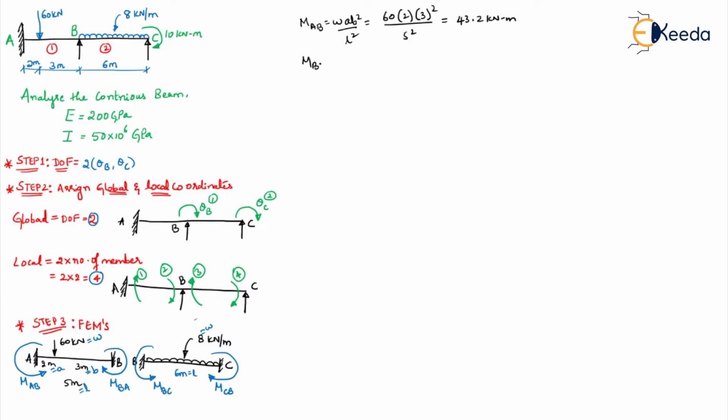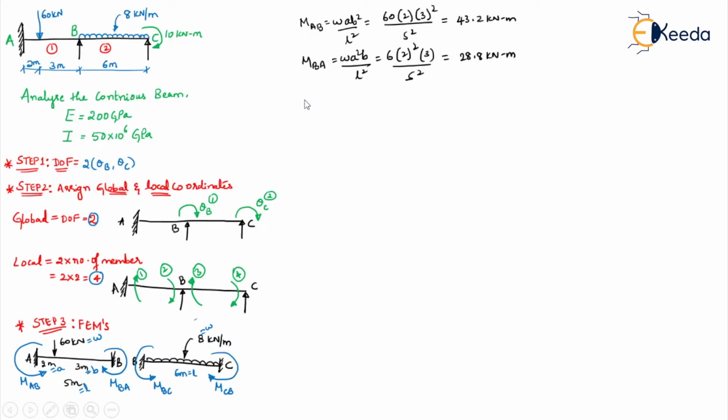Then you have to calculate MBA. So it is W A square B by L square. So 6 into 2 square into 3 by 5 square. So how much will this come up to? 28.8 kilonewton meter. Then here this is UDL over entire span.